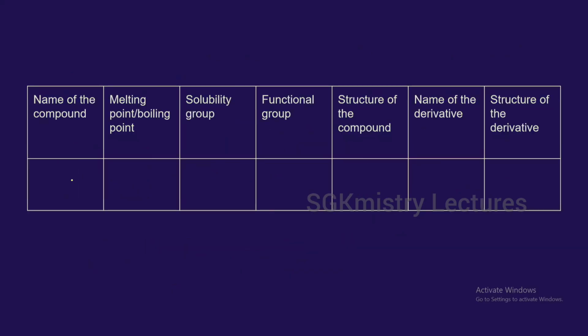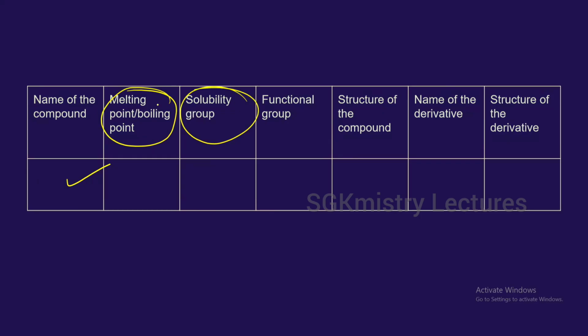First of all, you need to write the name of the compound. Suppose it is aniline, benzoic acid, salicylic acid, anything, you're going to write it here. You're going to write the melting point or the boiling point based on the physical state. If it is a liquid, you write the boiling point. If it is a solid, you write the respective melting point of that compound. Then you write the solubility group, whether it belongs to the first group, second group, third group.